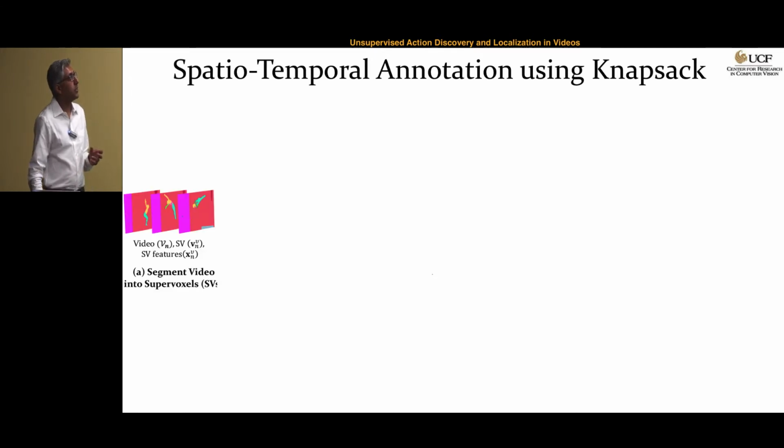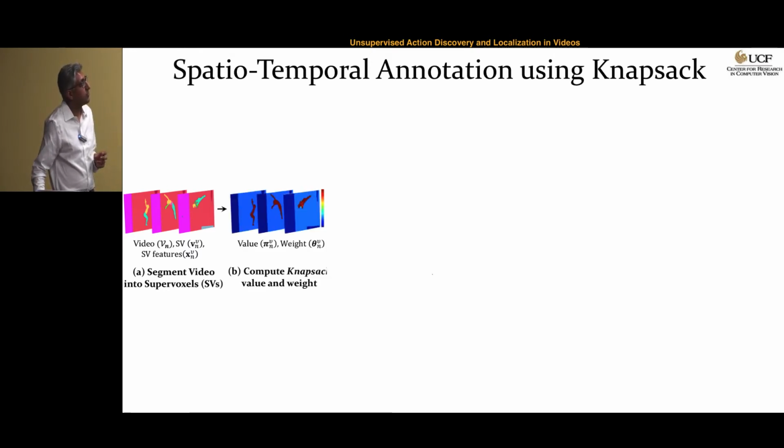So first we start with segmenting the videos into supervoxels. Here we have one training video and we would like to segment this using low-level features to come up with these fine action contour segments. Once we have that, then we define a value and a weight for each one of those supervoxels.